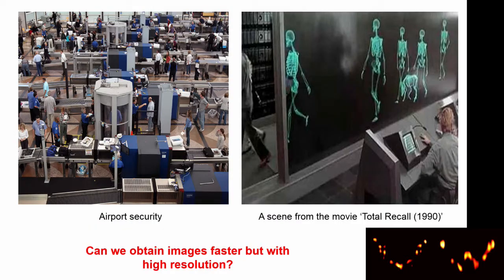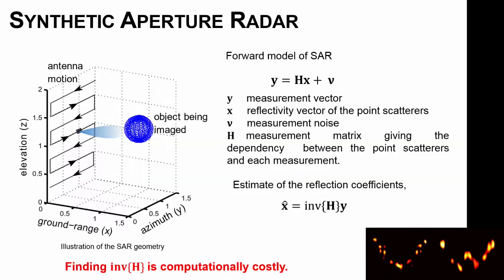The problem is, if you want images really fast, you're not going to get good quality images, because image reconstruction is a computationally complex process. If you want really good images, like, for example, in the movie Total Recall, you have to wait some time to get those images. So can we obtain images faster and still have high resolution? That's the question I'm asking. So let's move on to the details.